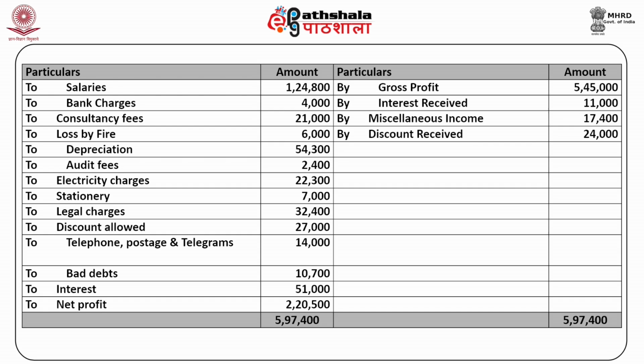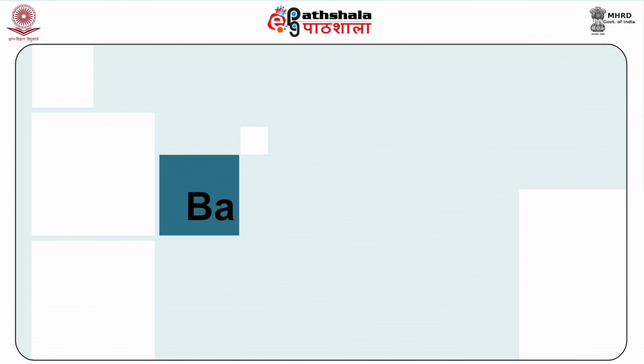On the right hand side, we see the gross profit figure of 5,45,000. To this we add interest received 11,000, miscellaneous income 17,400 and discount received 24,000. The total of this is 5,97,400.